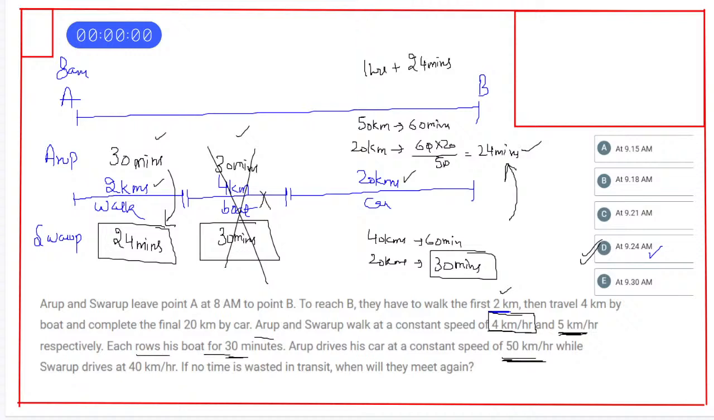Is it okay? The total time for both of them is equal. So they will meet exactly at point B. Moving to the next question.